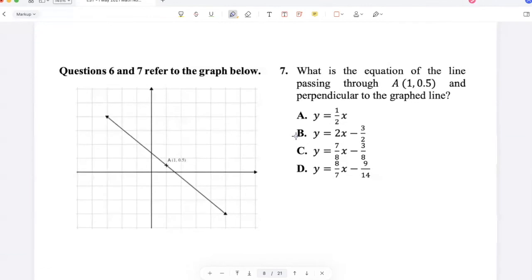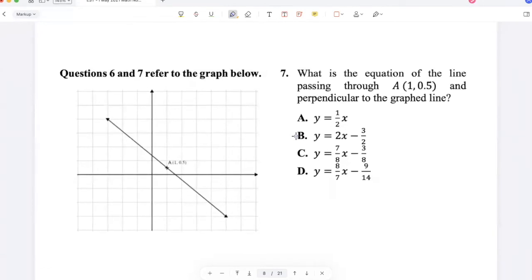Okay. What is the equation of the line passing through this point and perpendicular to the graphed line? So something like this, right? So let's say that this line is D. The slope of this line was minus 7 by 8. So the slope of the perpendicular line would be 8 by 7, because perpendicular line slopes are negative reciprocals of one another, right? So the only option with 8 by 7 as the slope is option D. So that's the answer.